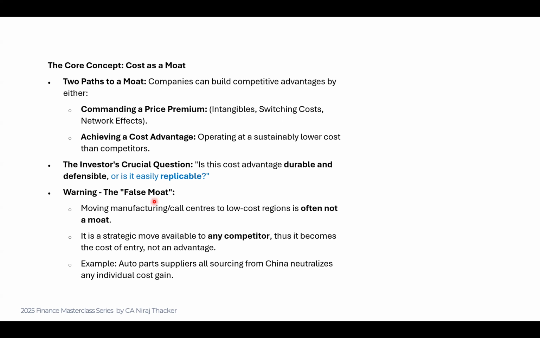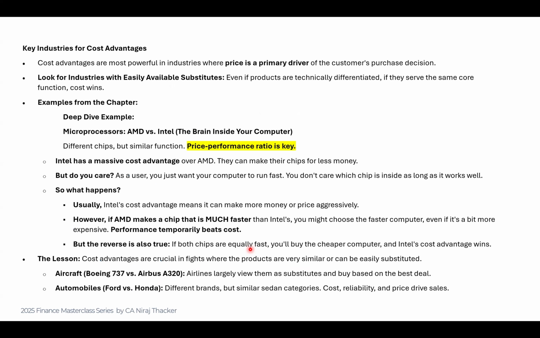So what are the false moats? Moving manufacturing or call center to a low-cost region. For example, say we have an auto parts supplier sourcing everything from China; this neutralizes any individual cost advantage. Say I source cheaper raw material from China, and my competitor knows from where I am sourcing, and he also starts buying from China. So there is no edge, correct? If a competitor can replicate it, then that is not an edge.